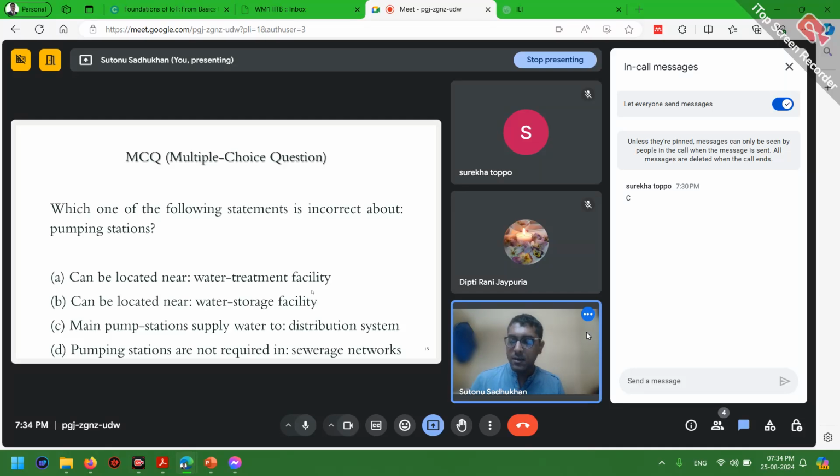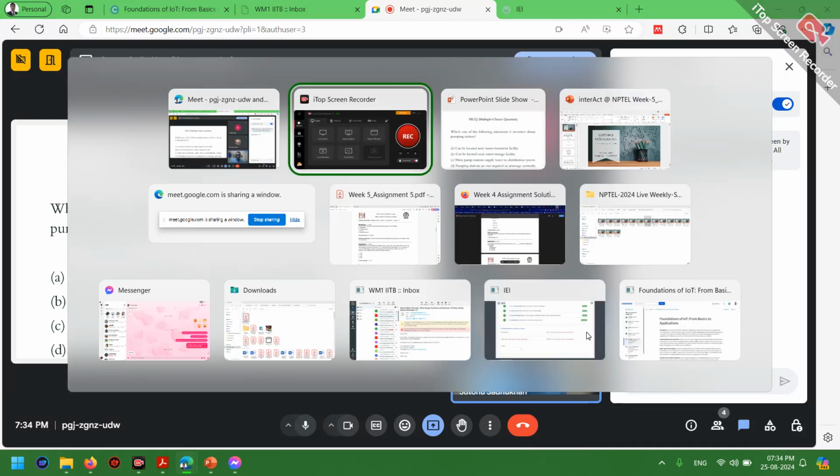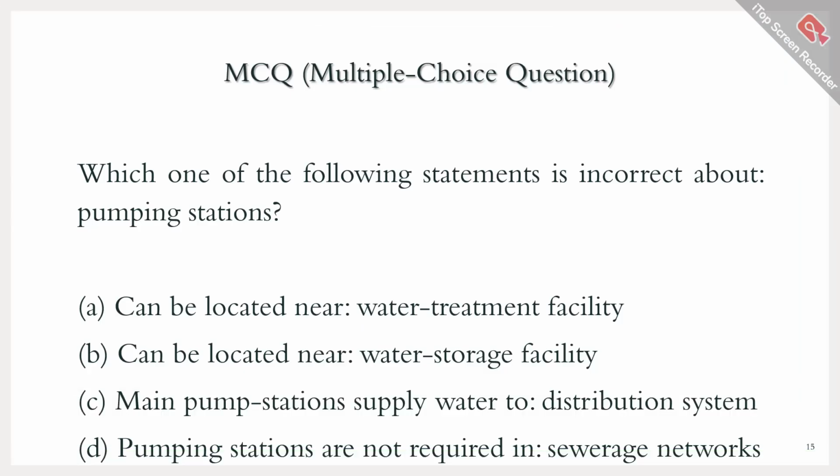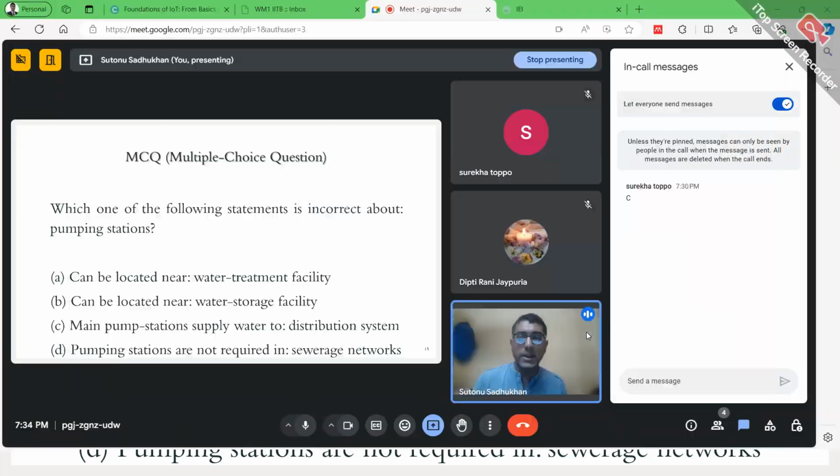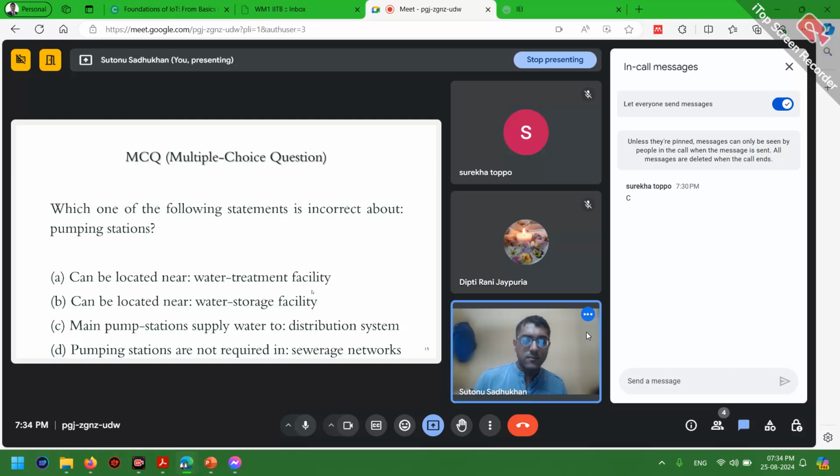Okay, so I'll tell the difference between sewage and sewerage. Basically, sewage is the material, the fluid containing the solid waste that is flowing. But sewerage is the pipes, big hume pipes through which the sewage flows. So the network is called the sewerage, the piping network through which the sewage flows.